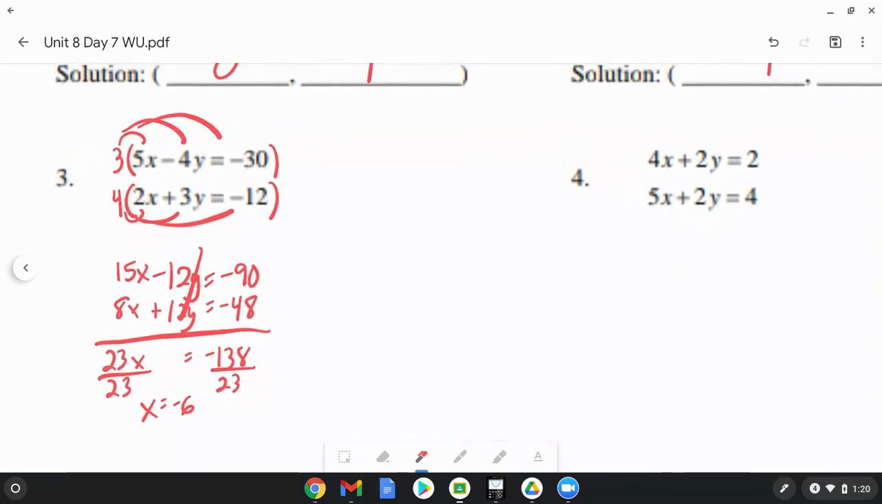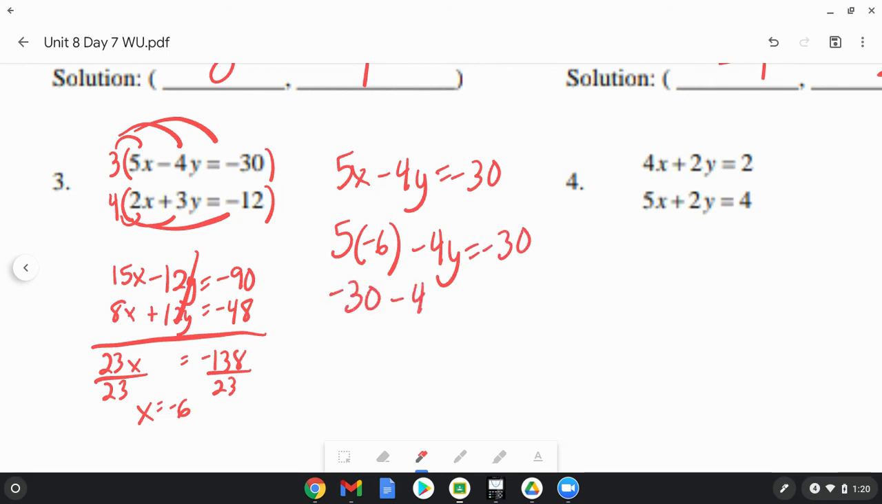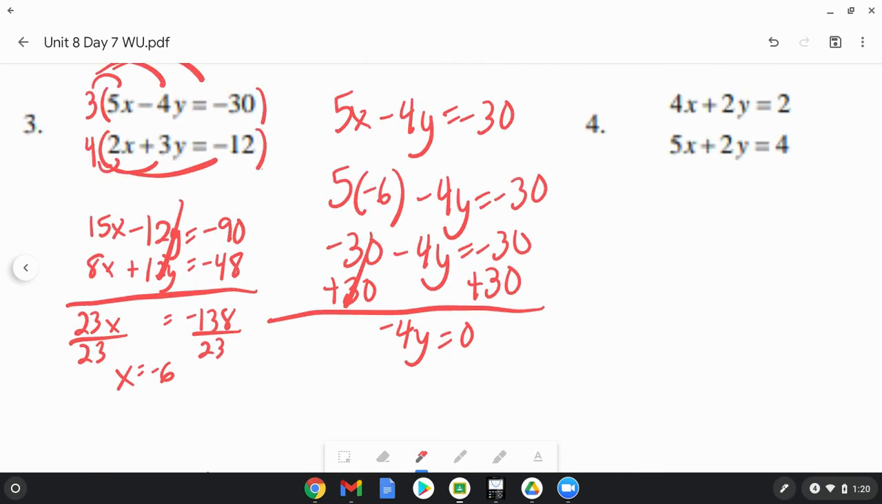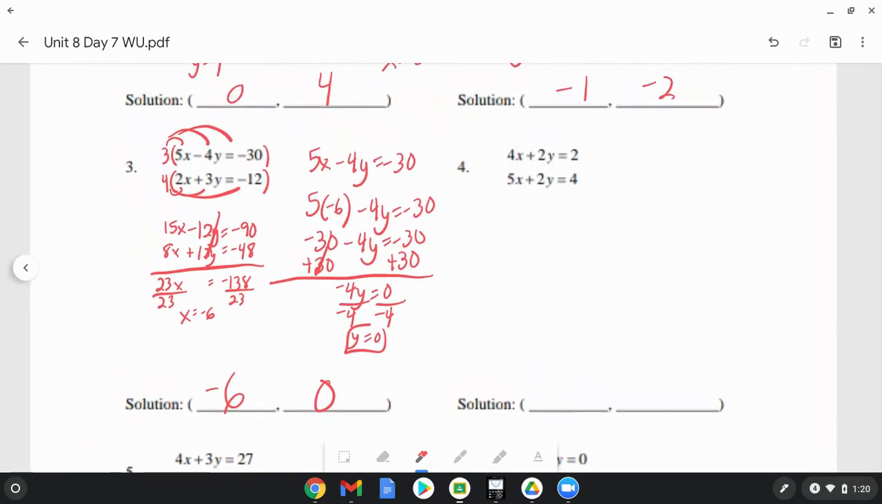So that's half our battle. And then we got to plug that into either the top or the bottom. It doesn't matter which one. I'll plug it into the top here. So 5 times -6. So I get -30. Add 30 to both sides. Divide by -4. And I get y equals 0. So that'd be my other half. So -6 comma 0 is my answer for number 3.